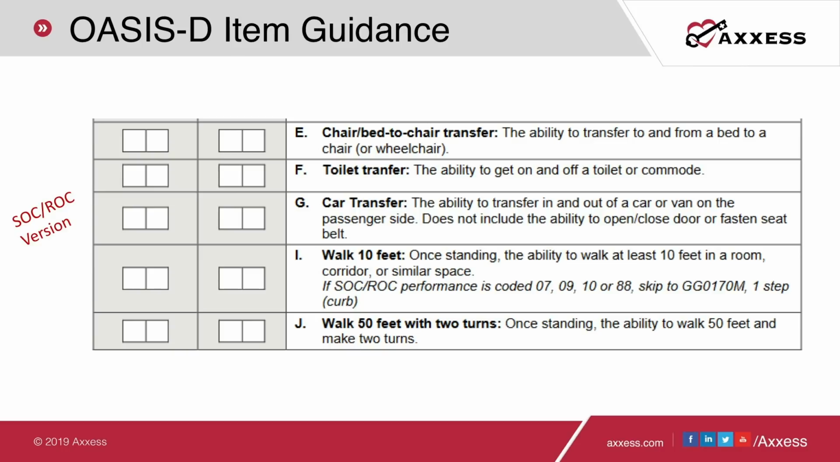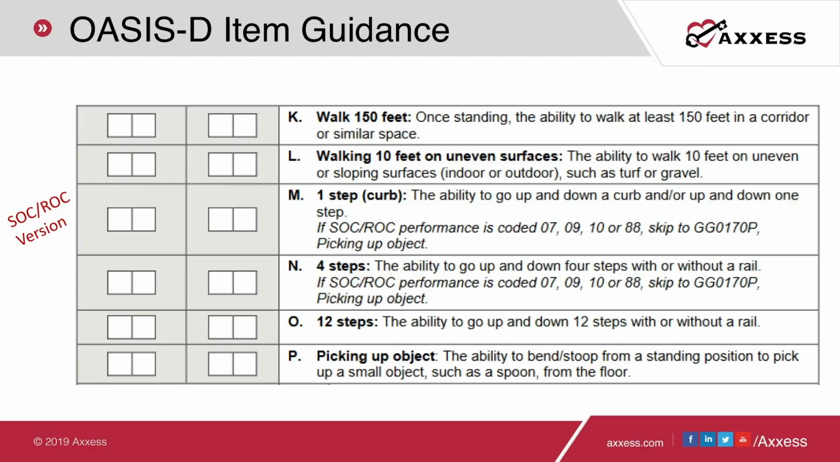All right. Row I, walking 10 feet. We are assessing the patient's ability once standing to walk at least 10 feet in a room or a corridor or a similar space. All right. At J, we see walking 50 feet with 2 turns. Once standing, we're looking at the patient's ability to walk 50 feet and make 2 turns. At K, this one is one of my favorites and gets the most publicity whenever I'm teaching, okay? K is walking 150 feet. Once standing, the ability to walk at least 150 feet in a corridor or similar space.